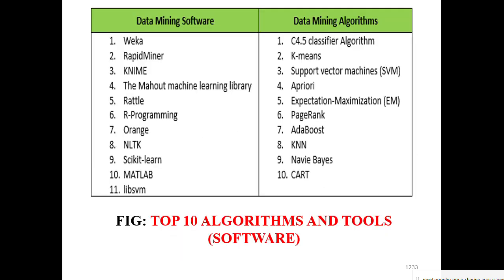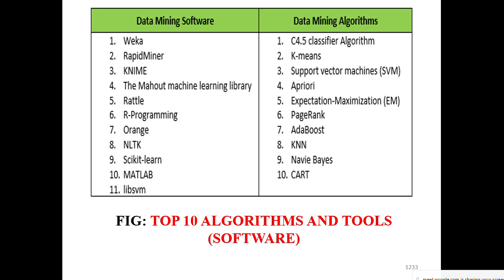Then what are the data mining software we have? Weka is a data mining tool. Weka's expansion is Waikato Environment for Knowledge Analysis. Weka is a data mining tool, a data analysis tool. Weka came from the weka, a flightless bird at Waikato University in New Zealand. RapidMiner is a data mining and data analysis tool. KNIME is a data mining and data analysis tool.